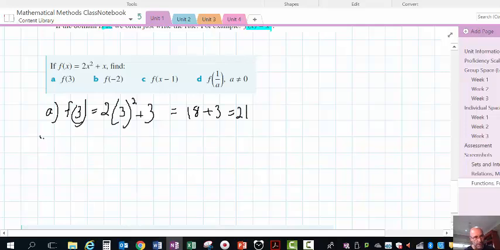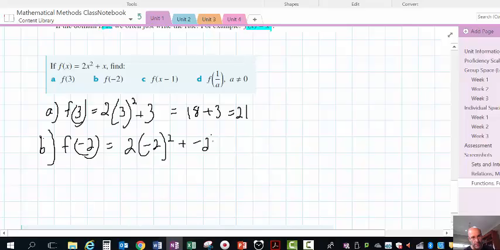B, we've got f of negative 2 would be 2 times negative 2 squared plus negative 2. Okay, negative 2 squared is positive 4. Positive 4 times 2 is positive 8 plus negative 2, which is 6.